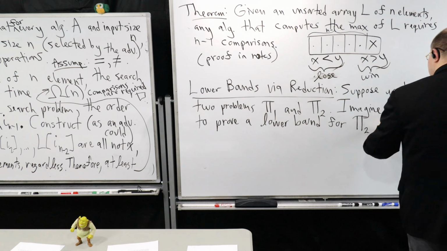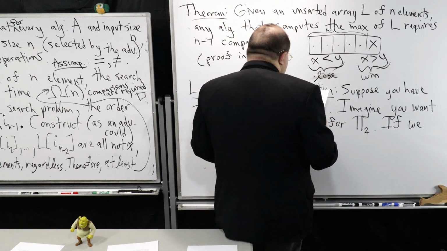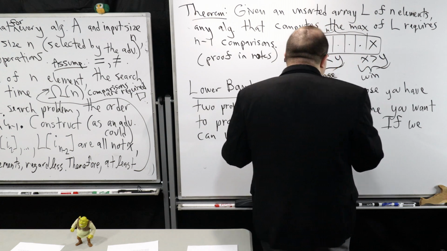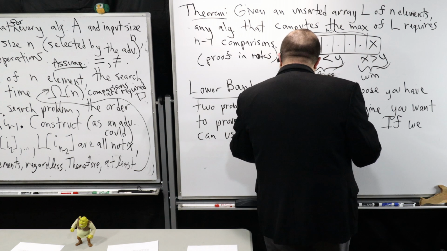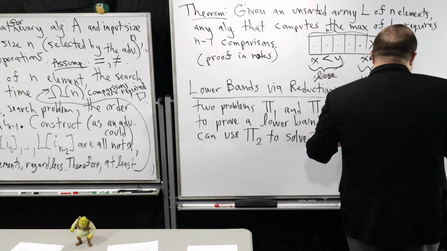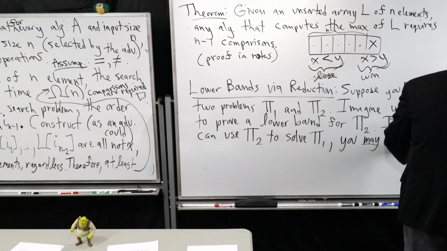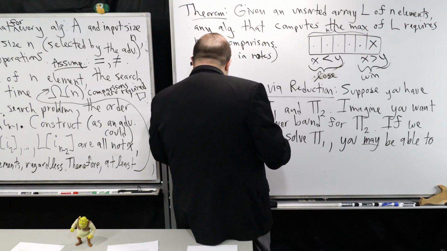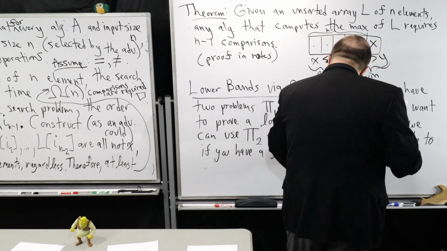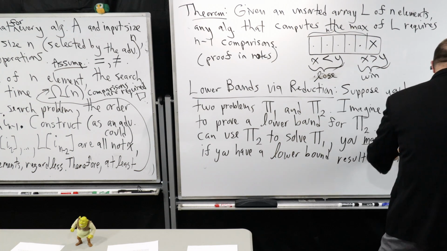So, if you can use Pi 2 to solve Pi 1, you may be able to, if you have a lower bound result for Pi 1.